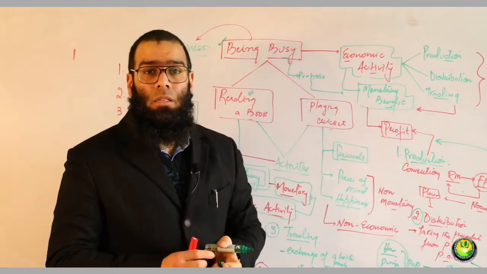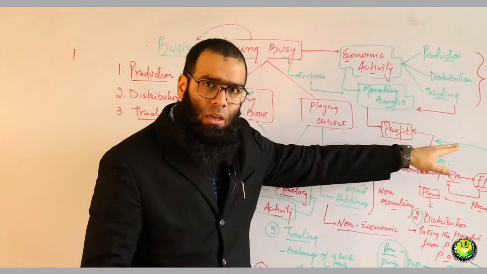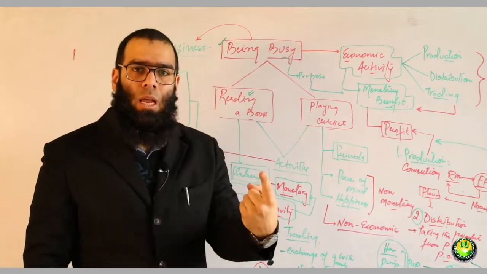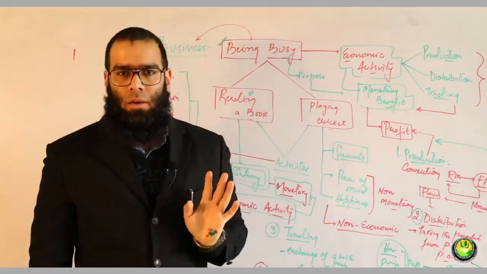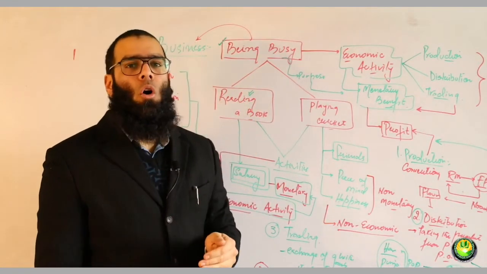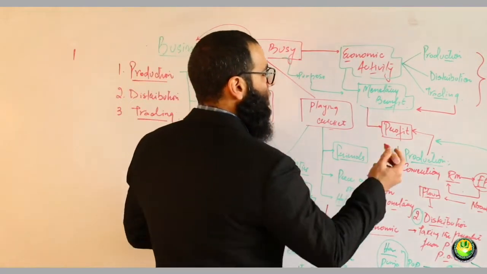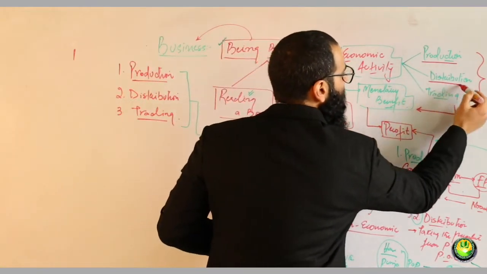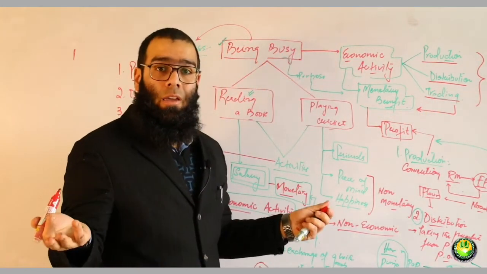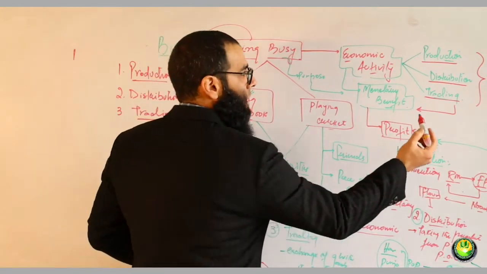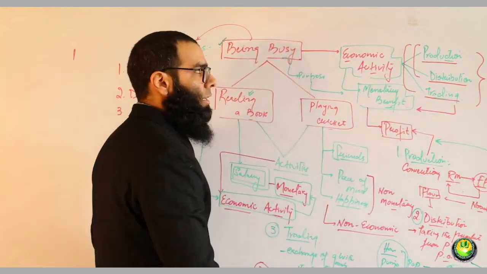But the question is, how many activities should be there? Should there be all the three? Should there be two? Should there be one? If you say, it has to be minimum one. So a business has to be involved in one economic activity. It can either be production, distribution, or trading. Any of three. Or if a business has resources, it can also take up two activities or all the three activities.